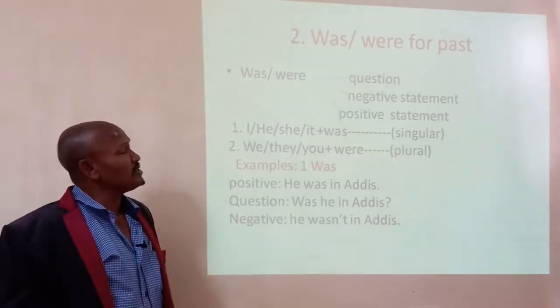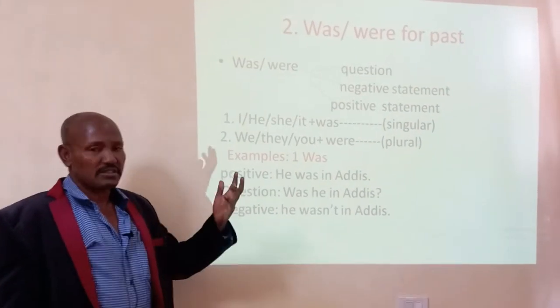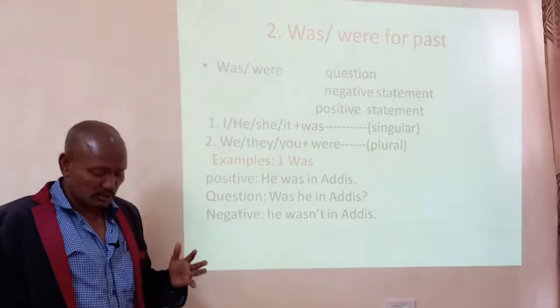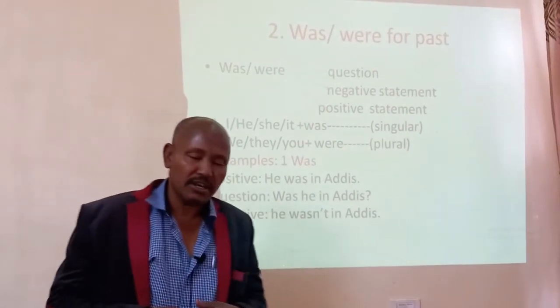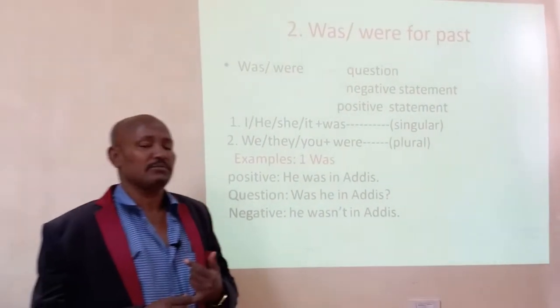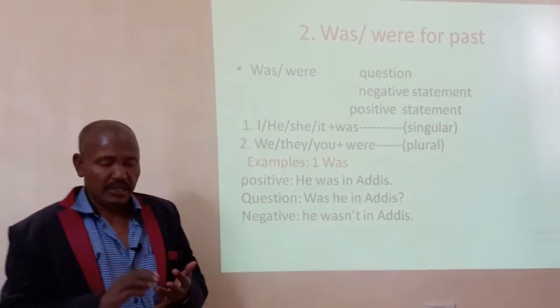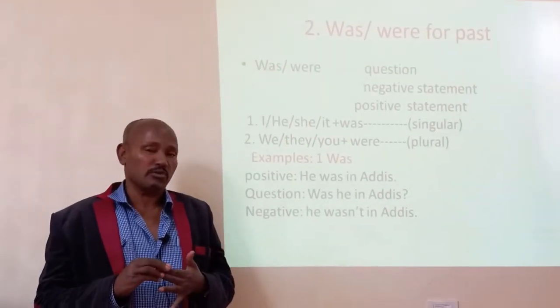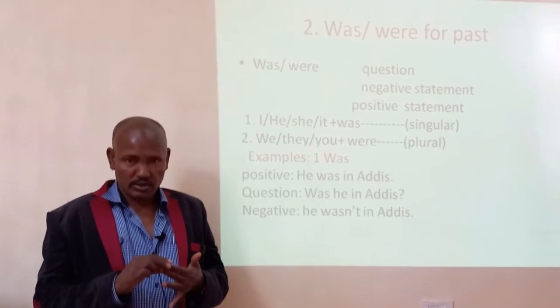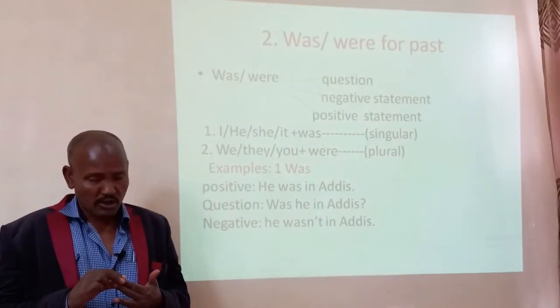The other kind of simple past verbs are was and were. So I want to say something about these words. Next, when I get a line, was and were come on that verb. Is, are and am come before the verb on the line. Next, I want to say that in the simple present, when verb one comes.